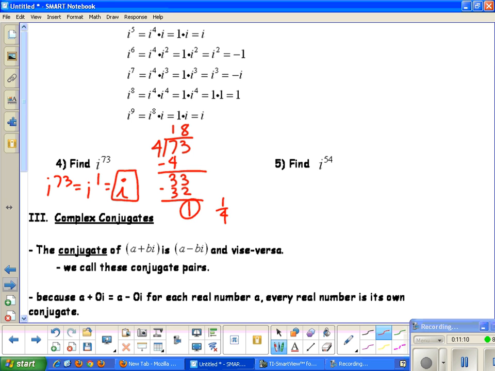So if we look at i to the 54th power, I could do the same thing. I can take 54 and divide it by 4. You can do the long division way, or if you do this in your calculator, you get 13.50. And because of that, we know that if we have 0.50 for a remainder, that's 2 out of 4, which really means we have i to the 54th is equal to i squared, which is -1. And that's how you would use the powers of i to simplify any power of i that you have.